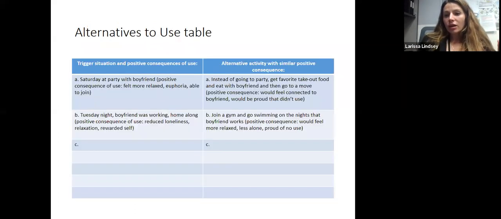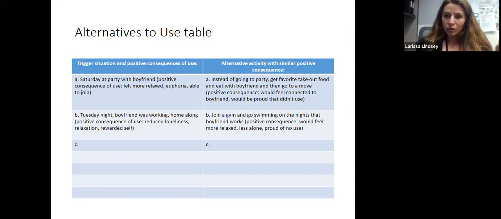One way that we can do a technique with the patient is to help them to do this for themselves, is to start to think about, okay, what's the triggering situation and what are those positive consequences that you associate? Why would you want to use in that triggering situation? Now let's think about an alternative. What would be an activity or a set of activities that would give you a similar positive consequence?